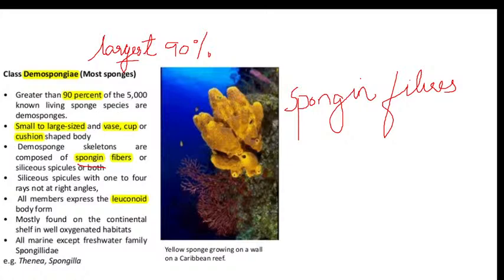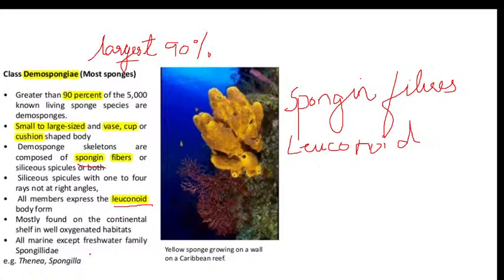Then all members are leuconoid type, meaning a complex type of canal system. They have a leuconoid type of canal system with small spongiosity, and they are found mostly in the continental shelf and in well oxygenated habitats. All are marine, and this is the only class where freshwater sponges are found.